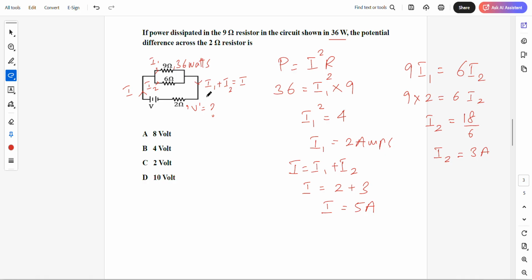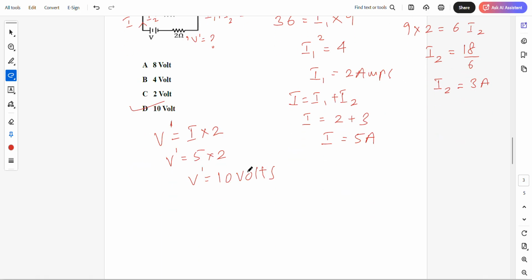5 amperes of current. Now what is the voltage here? V dash is equal to I into what? I into this resistance, I into 2. V dash is equal to 5 into 2, that is equal to 10 volts. Hope you understood this. Very easy. Now we'll go to the next problem.